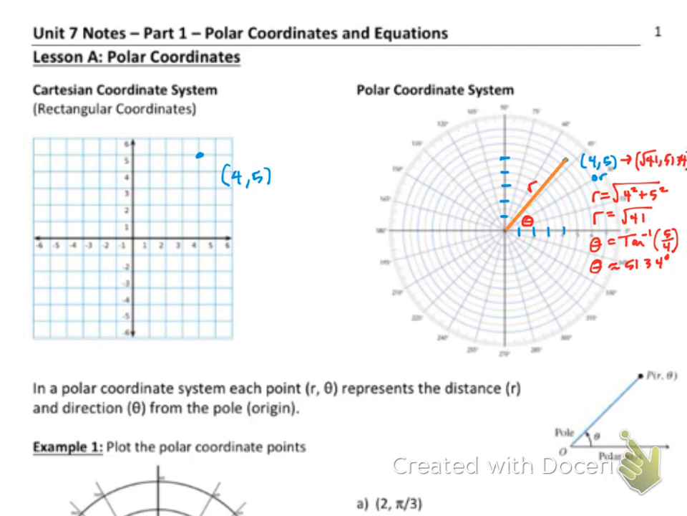Okay, so we get a point. Instead of (4, 5), it's the square root of 41, comma 51.34 degrees. And those are equivalent. They graph a point in the same location, just in a different way.